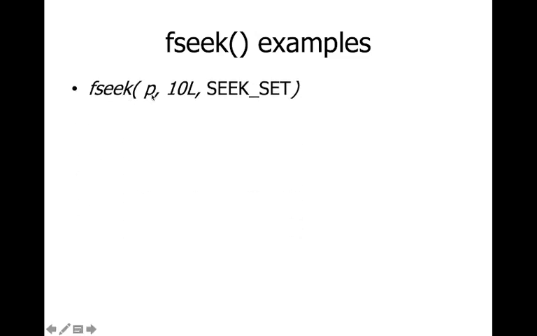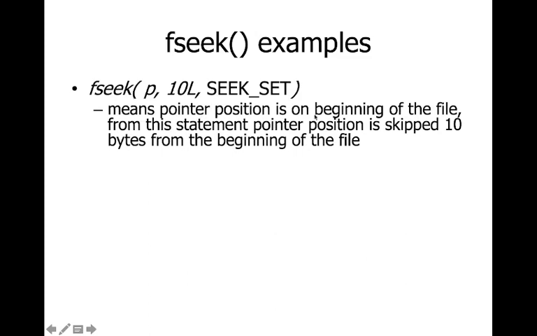So fseek(p, 10L, SEEK_SET). p means the file pointer; it is opening that file and seeking with that file pointer. Here the displacement is 10L and it is SEEK_SET. SEEK_SET means it is at the starting position. So from the starting position it has to skip 10 bytes. 10L means 10 bytes, so it will point to the 11th position. From this statement, the pointer position is skipped 10 bytes from the beginning of the file.